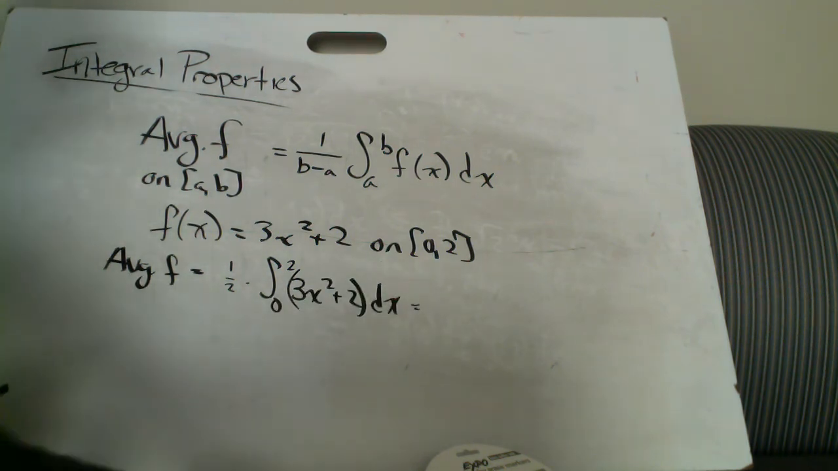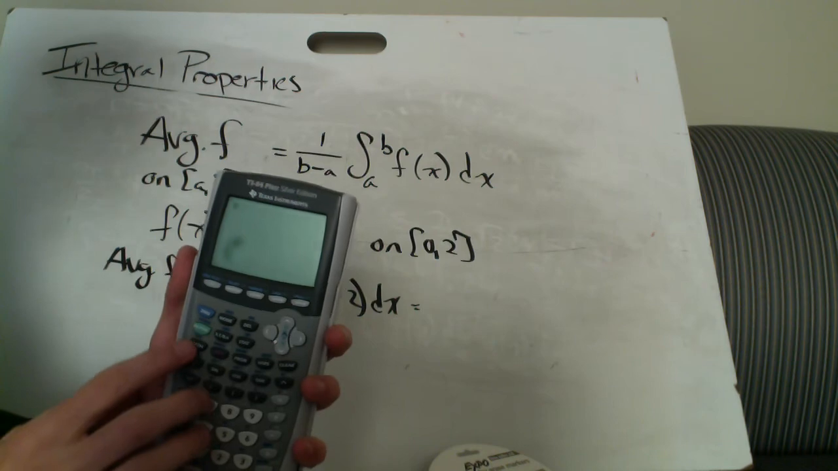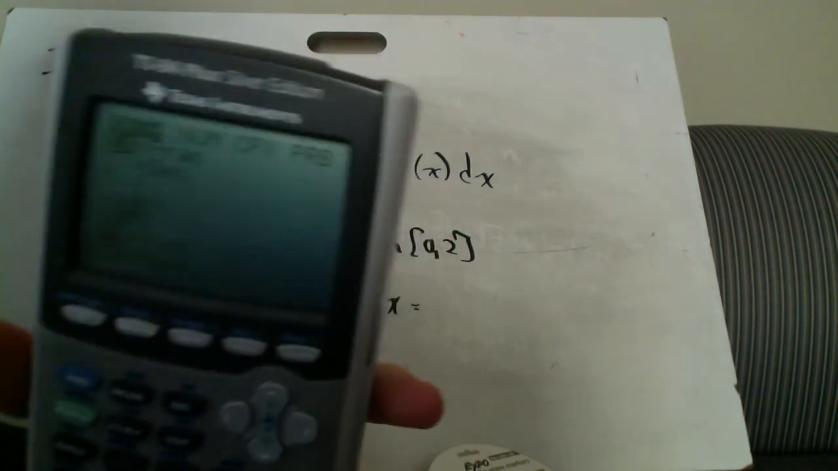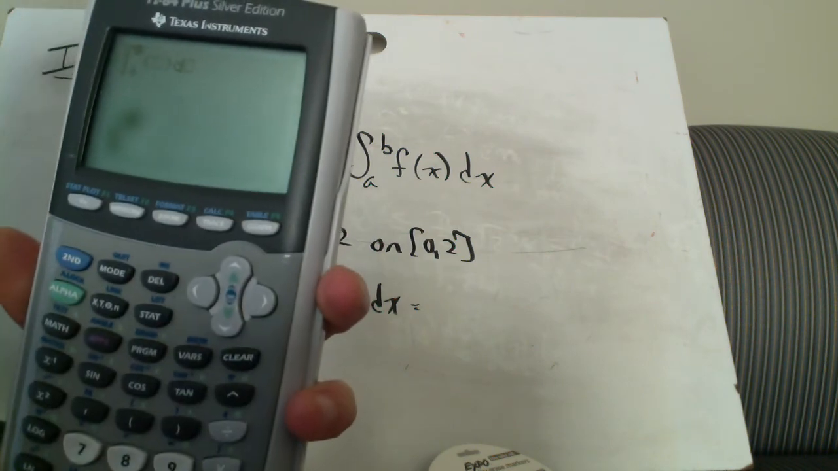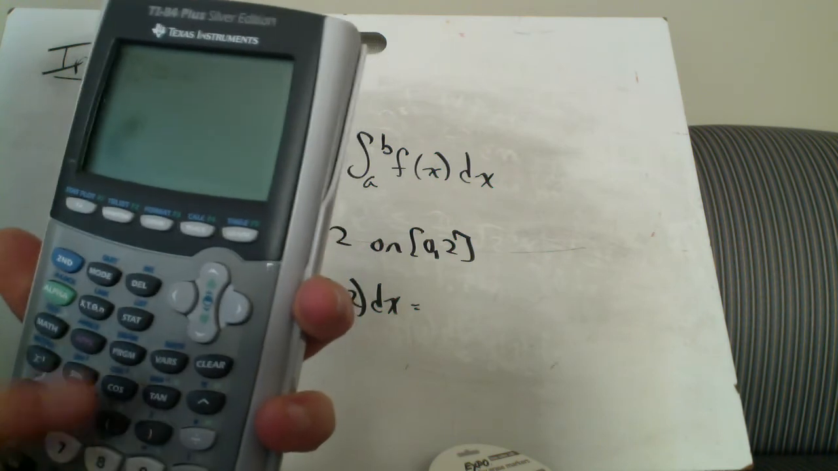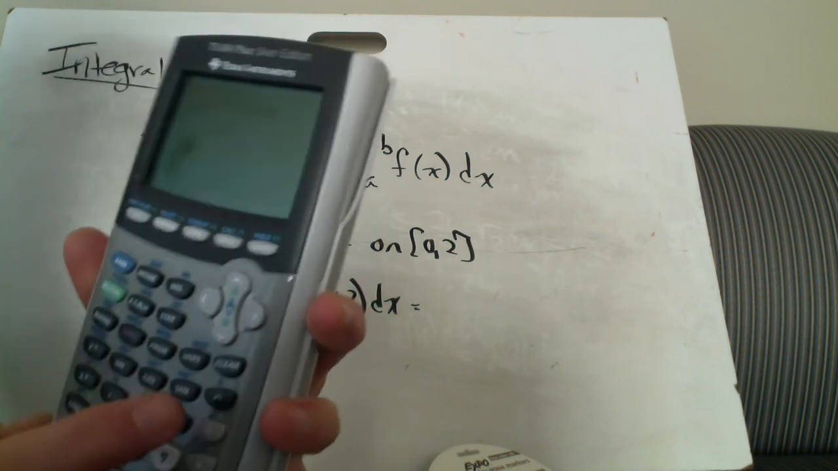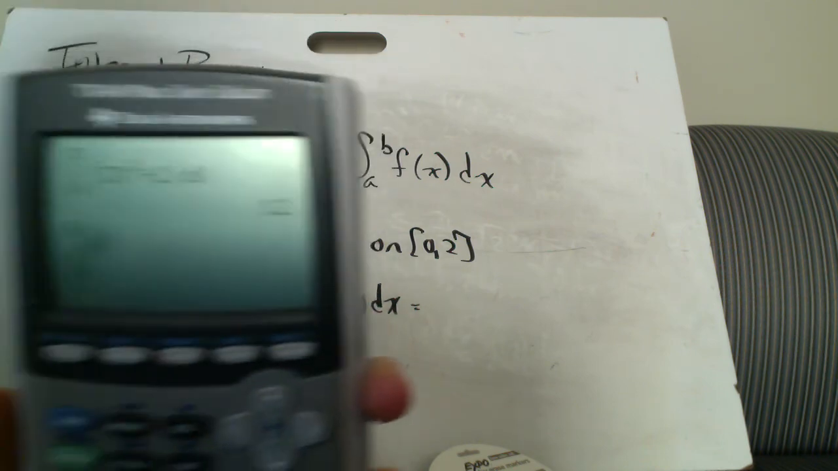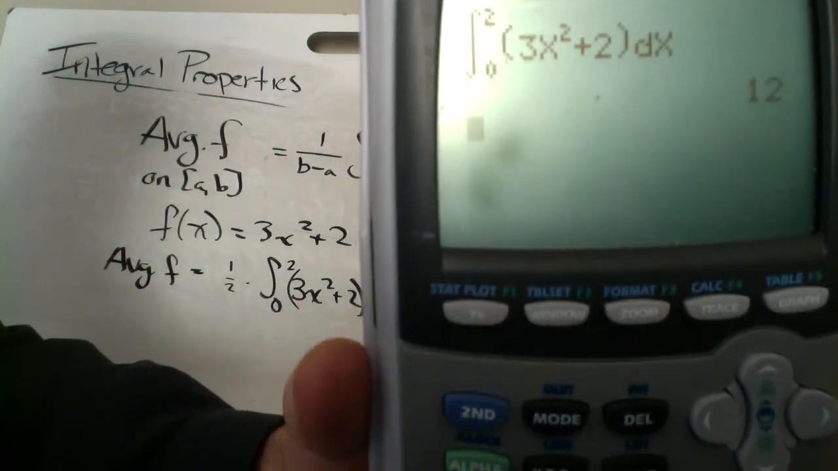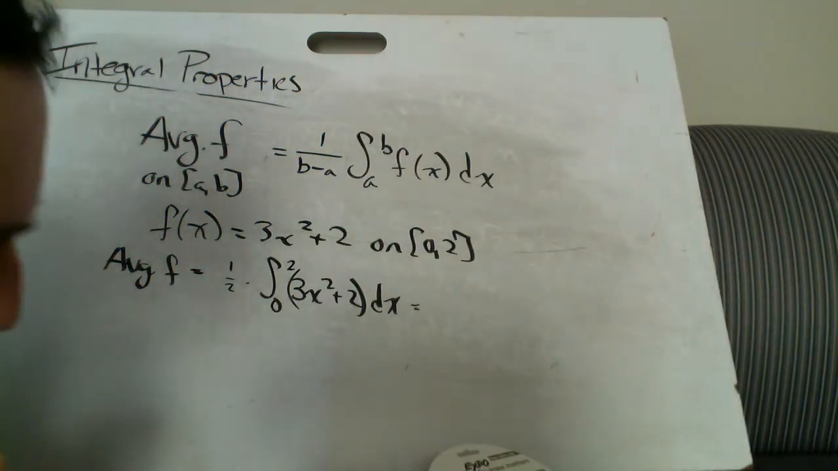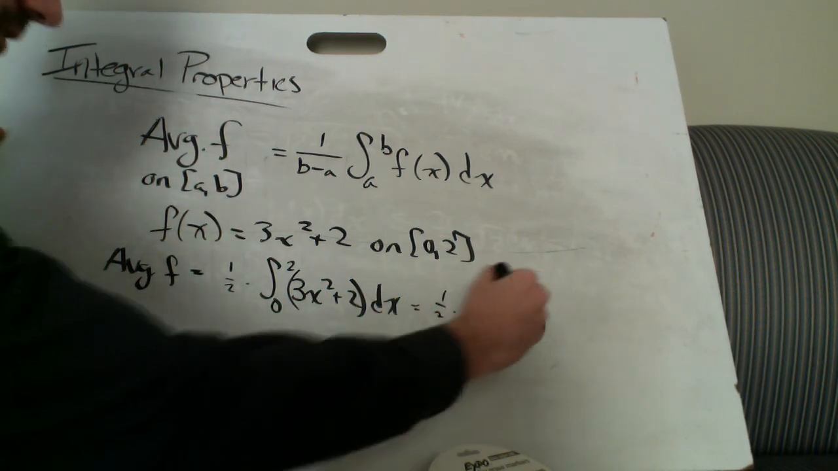And I'll just use my nifty calculator, which you may recall has that fnInt right here. If I go to math and I select number 9, it'll give me my integral. I want to go from 0 to 2. I want my function to be 3x squared plus 2. I want it to be with respect to x. I can hit enter, and there you have it. I'll have my value, 12. Great. So that integral is equal to 12, and then 1/2 times 12 gives me 6.